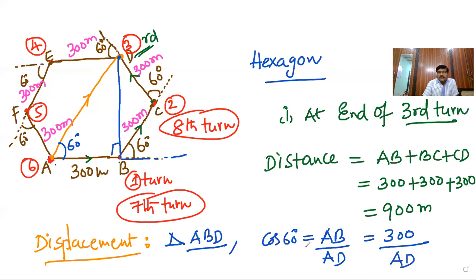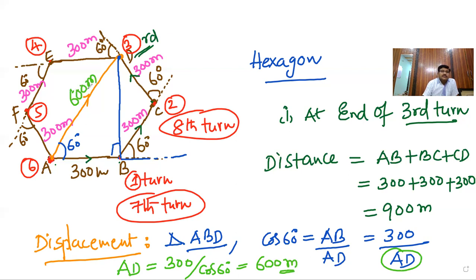Now cross multiply this. Cos 60 is how much? 1 by 2. So AD is equal to 300 by cos 60. Cos 60 is half. So half goes to the numerator side and becomes 2. So 600 meters. Displacement is 600 meters.